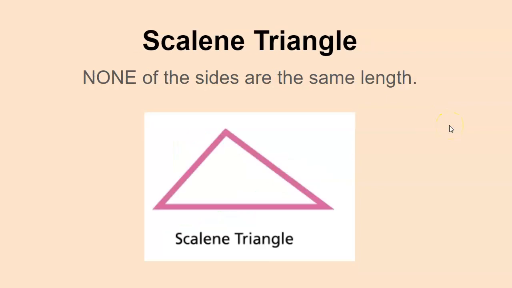Next up, we have a scalene triangle. And in a scalene triangle, none of the sides are the same length. So you can see it looks a little like a lopsided triangle because none of the sides are the same length. So pause the video, write that down, draw a little picture, and then push play when you're ready.